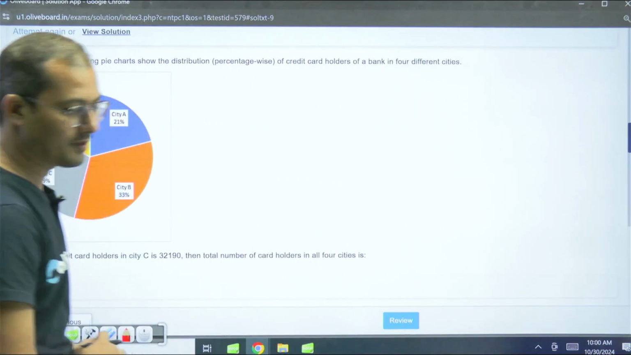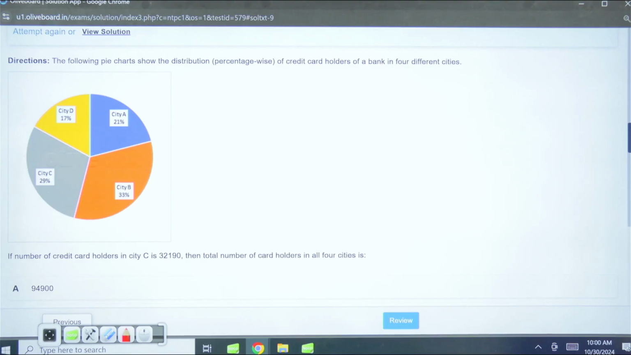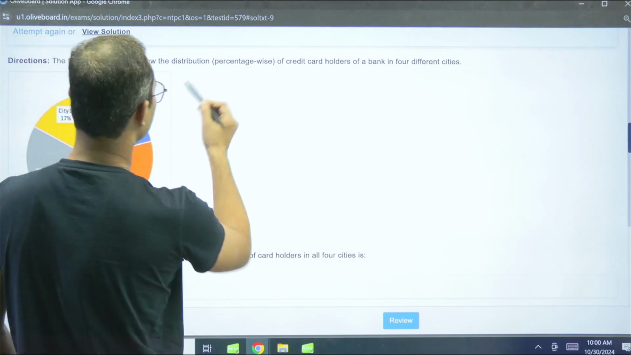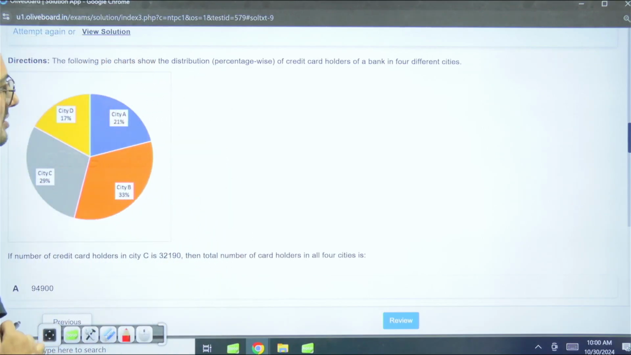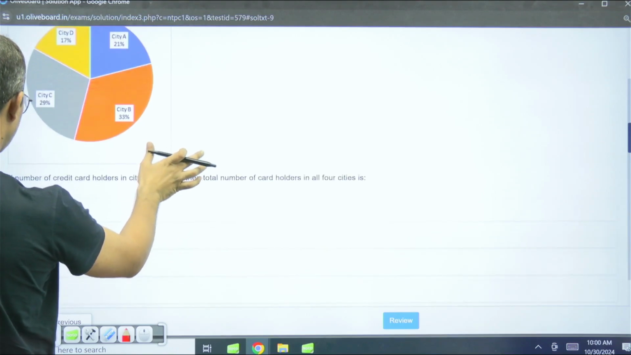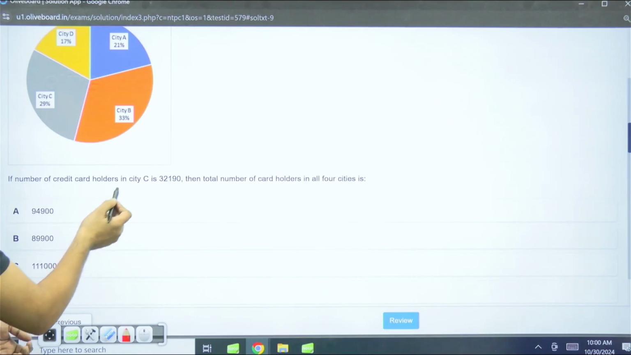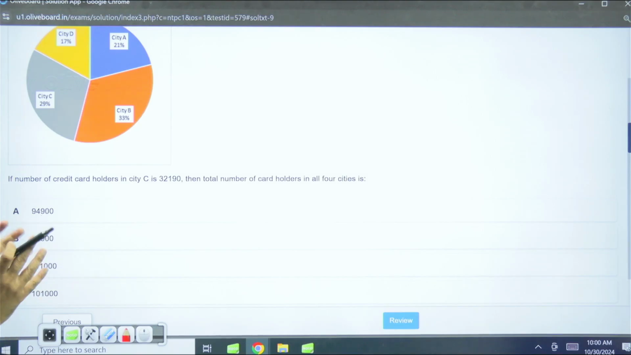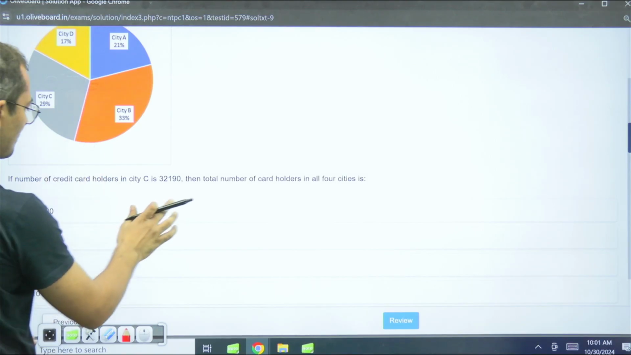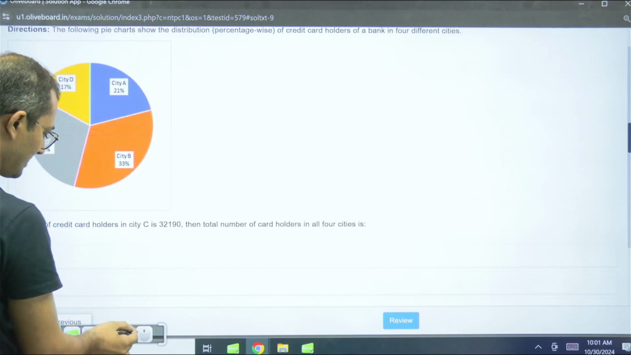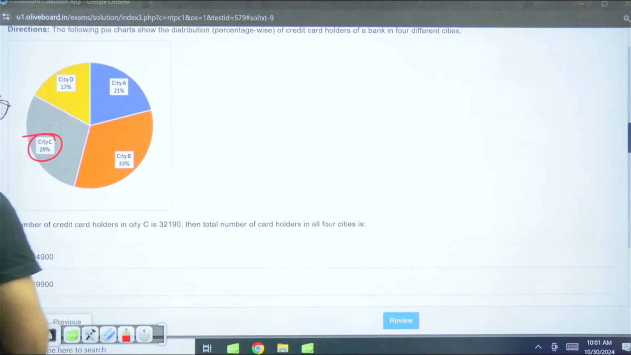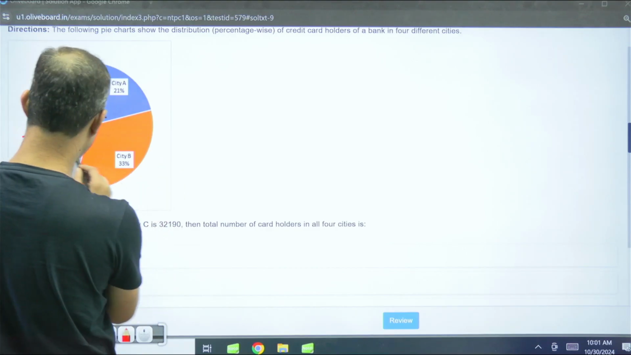Tell me what is the answer for this question. Yes, please. See, the question is saying the following pie chart shows the distribution of credit card holders of a bank in 4 different cities, right? If the number of credit card holders in city C is 32,119, then the total number of card holders in all 4 cities, right? So in all 4 cities together is how much? 100%. So we can say that the city is having 29%. So we can say that 29% is how much?